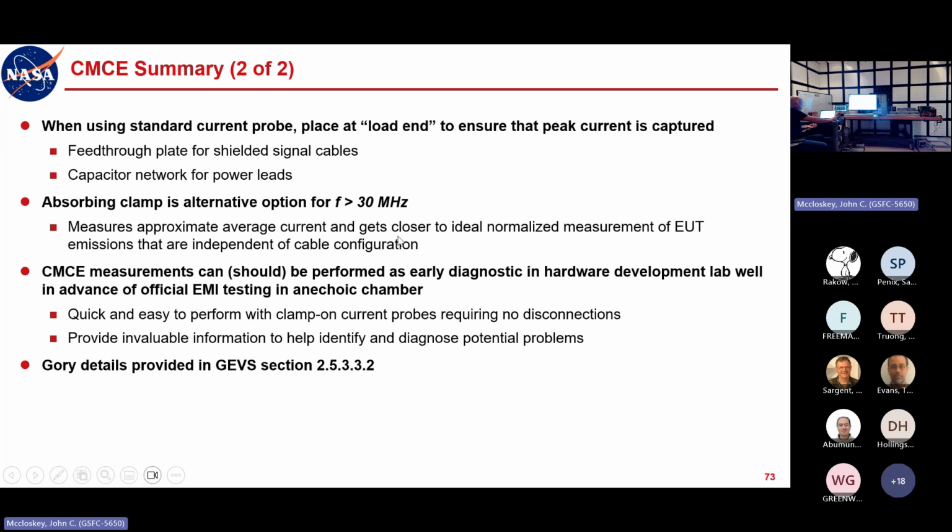Absorbing clamp is an alternative option for frequencies above 30 megahertz. Again, use with care. Do your homework. It's just an additional tool in your kit should you decide to do it.